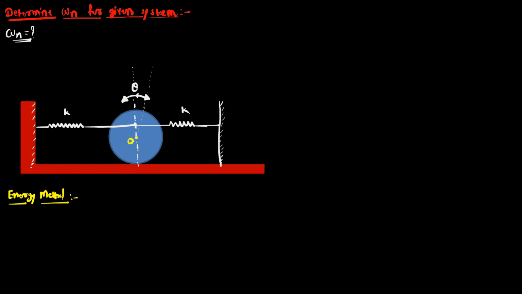So here point O is the center of this roller, and these springs are connected at some eccentric distance with respect to this center point. So this distance is given in the problem. So this is B, where the spring is connected. This small angular displacement for the oscillation is theta. So for the energy method, we can write the equation: the kinetic energy plus potential energy is constant.